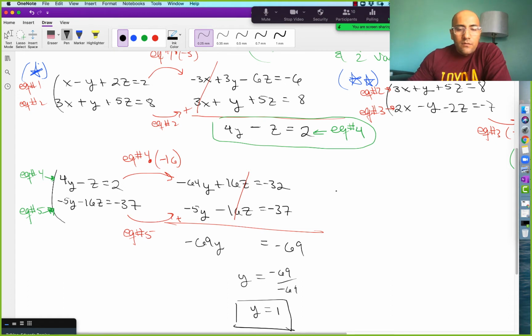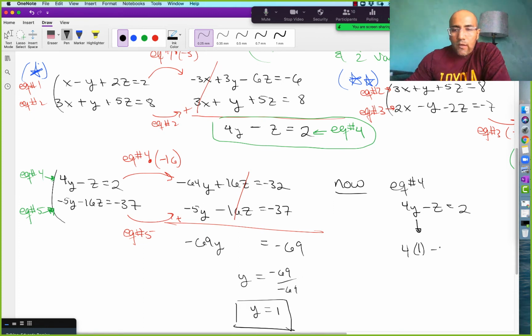Good. So now that we have y equals 1, we can use one of these other equations. How about equation 4? From equation number 4, we had 4y minus z equals 2. But now we know that y is actually a 1, so 4 times 1 minus z equals 2. So 4 minus z equals 2. So z equals 2. Okay, so now we have 2 of them down.